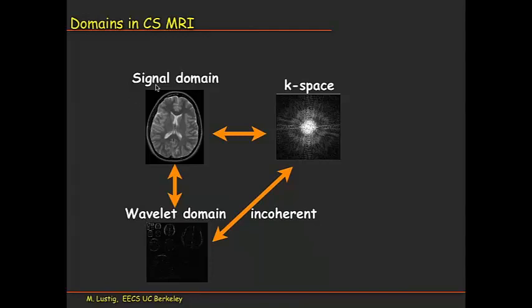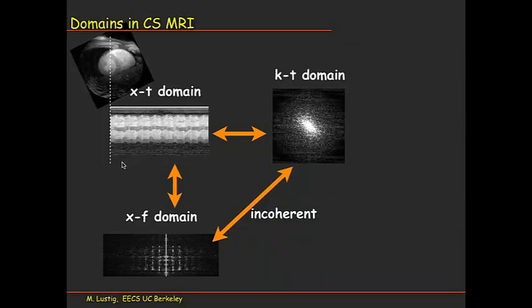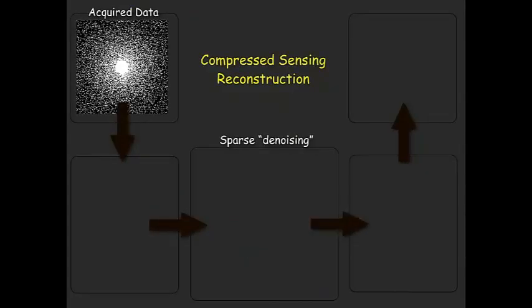For example, in MRI, 2D images, the signal domain would be, for example, an image. K-space would be the sampling domain, where the signal is not sparse. And then those would be somewhat incoherent, although not fully incoherent, with the wavelet domain, and mostly incoherent with those fine, high-frequency information. But if we look at dynamic cardiac imaging, for example, that will be the XT domain, the space and time domain, which is the signal that we want to reconstruct. K-space and time will be where we sample, and then XF, the temporal Fourier transform, will be where the signal is sparse, and those are incoherent. Okay, so this is very important.